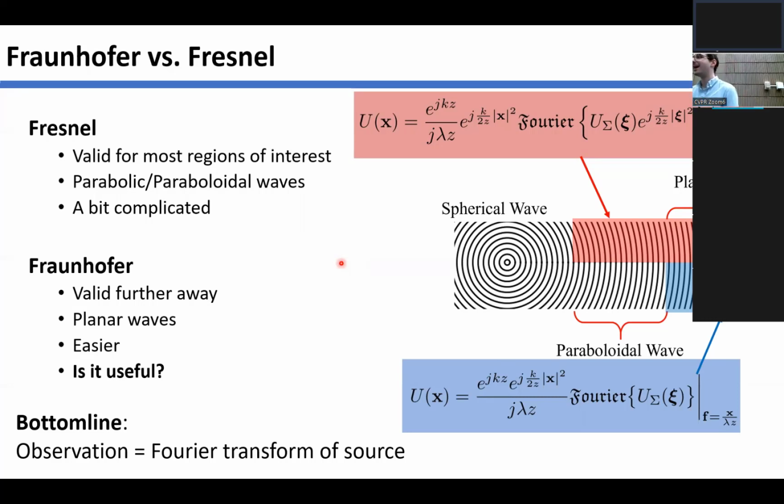However, it's going to be a bit complicated, right? Because it's not just the Fourier transform, it's the Fourier transform plus a little bit extra. Fraunhofer, that's really the equation that we like, but it's valid further away, and he used planar waves to do this. It's easier, but really then the question in your mind should be, is this even useful at all? Because when am I ever really standing infinitely far away from something? That seems like an odd scenario. But anyways, bottom line, take the Fourier transform of the aperture, and that would be what you get at the output.